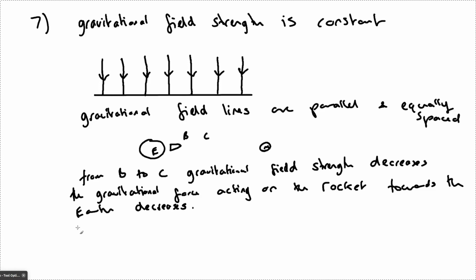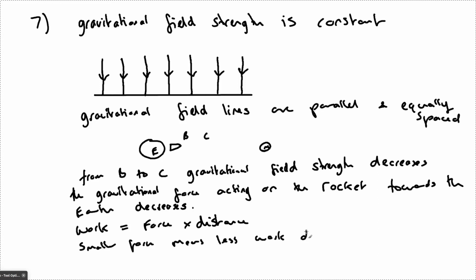We know, of course, work done is force times distance. So for every kilometre it moves, if there's less gravitational force acting, because we've moved further away from the Earth, the work done against gravity is going to be less. So here, smaller force means less work done against that gravitational force per kilometre.